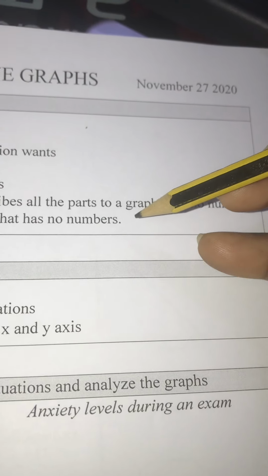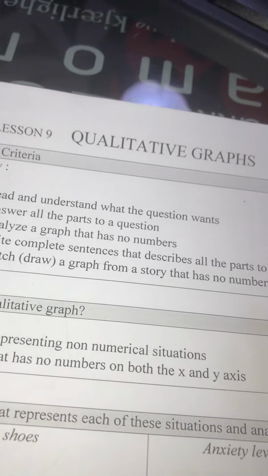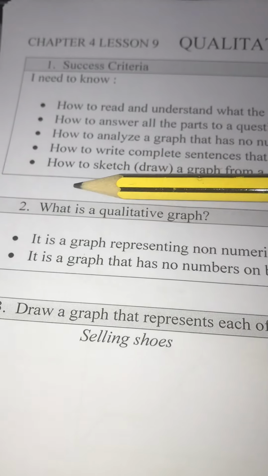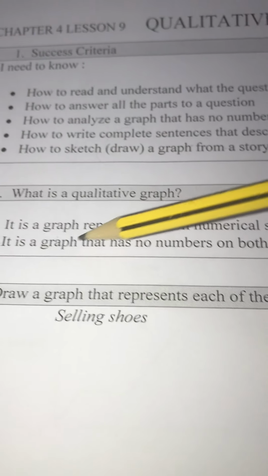Okay, so by now you have realized the keyword means no numbers, yes? So that's what a qualitative graph is. It is a graph representing non-numerical situations. That means there is no numbers on the graph, or there is no numbers in the story. Okay, so I went ahead and explained it further. It is a graph that has no numbers on both the x and the y axis.